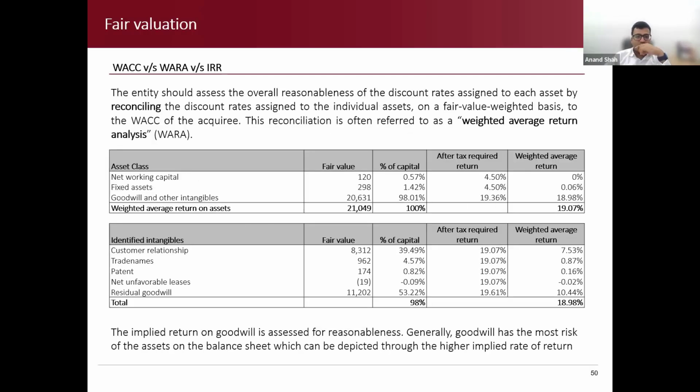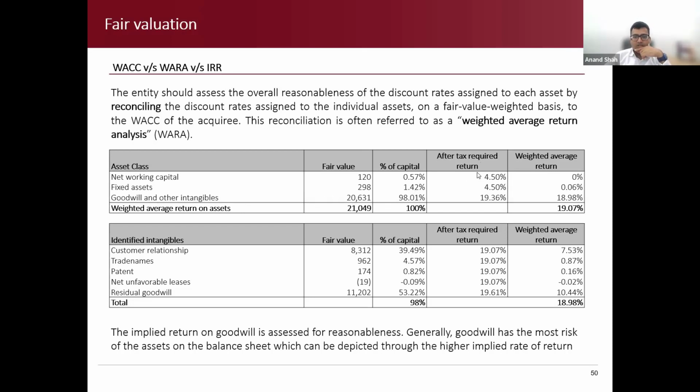The next check you want to do, once your PPA exercise is over and you have fair valued all the assets, liabilities, and intangible assets and come to a value of goodwill, is to ensure that those values make sense. For that, there's another analysis, known as the WARA analysis, which essentially means weighted average return analysis. Here, you have the fair value of all the assets, for example, net working capital, fixed assets, goodwill, and other intangible assets.